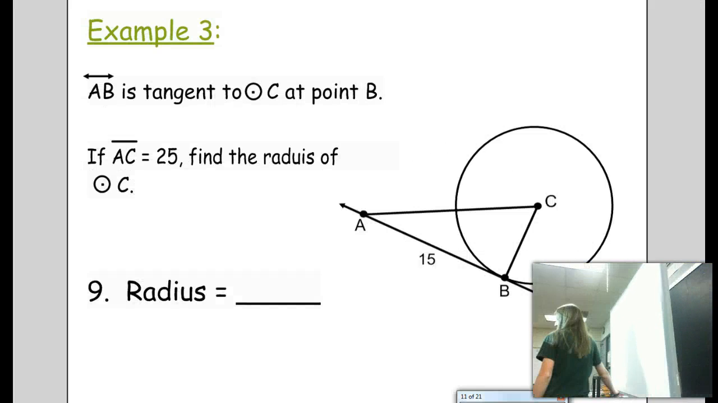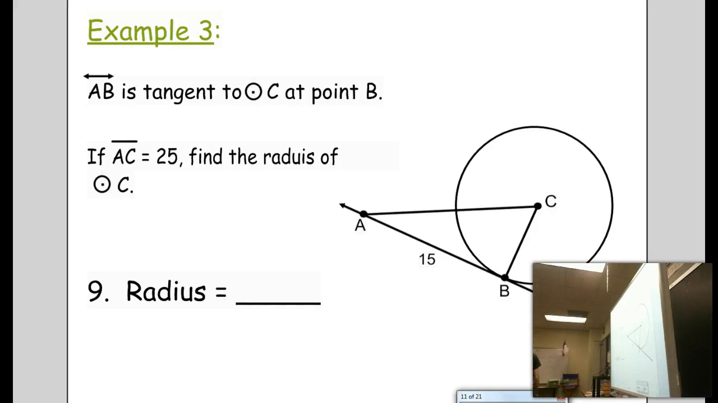Next one. How many more do we have? 2 more. We can do this. AB is tangent to circle C at point B. Uh-oh. When a radius meets a tangent line, you get a right angle. Everyone needs to add a right angle to the correct spot on their picture. If AC is 25, why did I write 6? Find the radius.